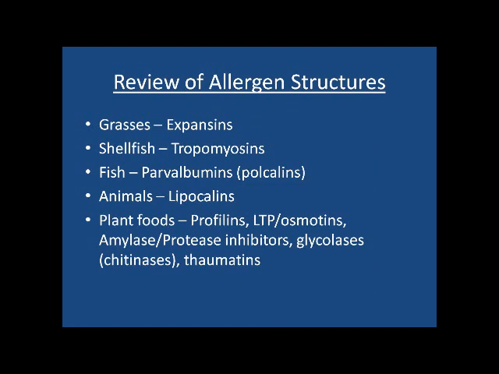So kind of reviewing stuff, we've got expansins in grasses, tropomyosins in shellfish, parvalbumins in fish, the lipocalins in animals, and in the plant foods and also some of the pollens, profilins, lipid transfer proteins, osmotins, amylase protease inhibitors, glycolases, and chitinases, and the thaumatins. And that's it. That's simple, isn't it, Jay?